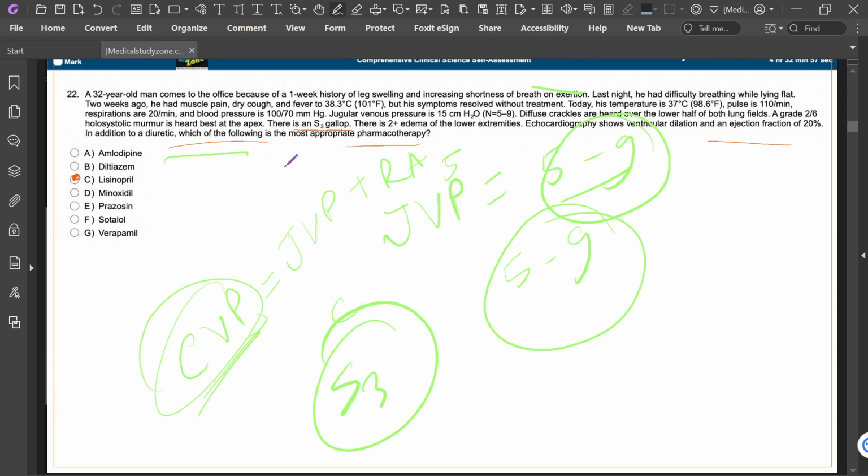He has leg swelling and shortness of breath, so it's heart failure. In heart failure, we give the drug that prevents remodeling. And S3 gallop is the classic feature of heart failure. So this patient with dyspnea on exertion, orthopnea, and peripheral edema has echocardiographic findings consistent with acute congestive heart failure.